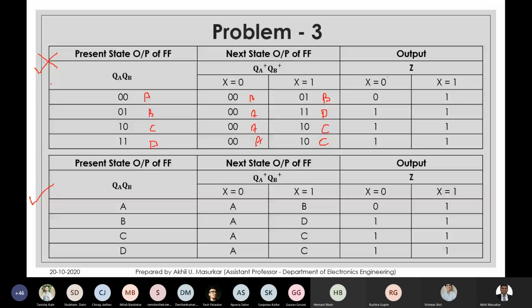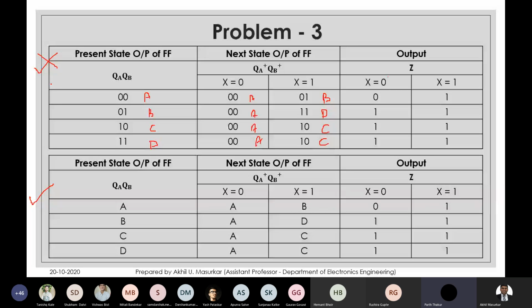Parth Thakur, can you unmute? Yes, sir. Parth, can you tell me which two states are now similar? Is state A equal to state B? No, sir. Why? Because A is 00 and B is 01.